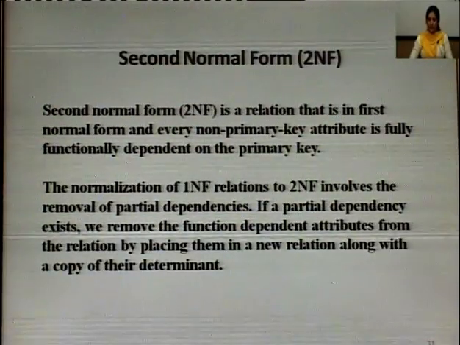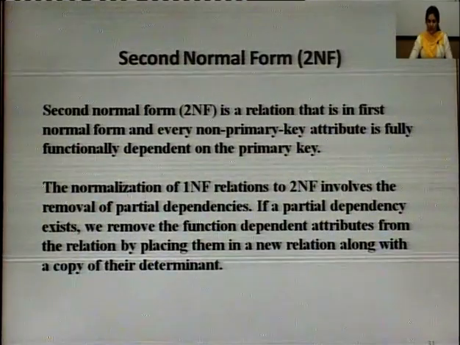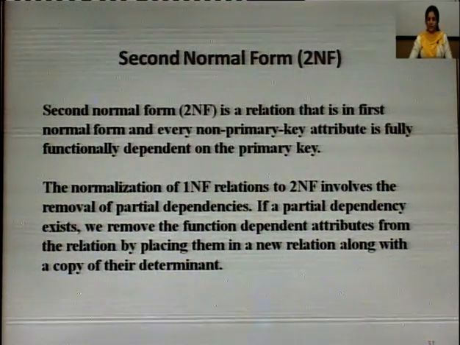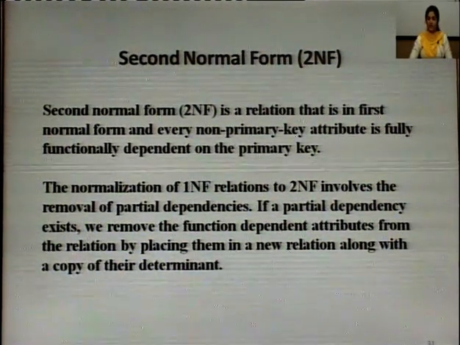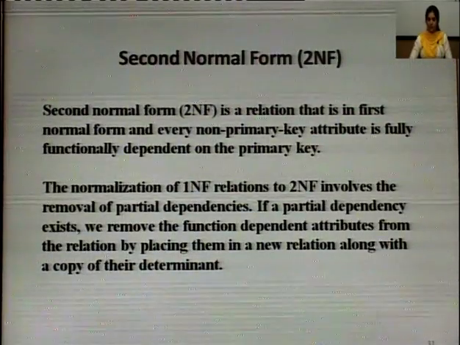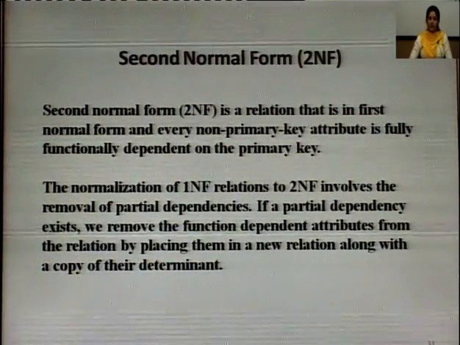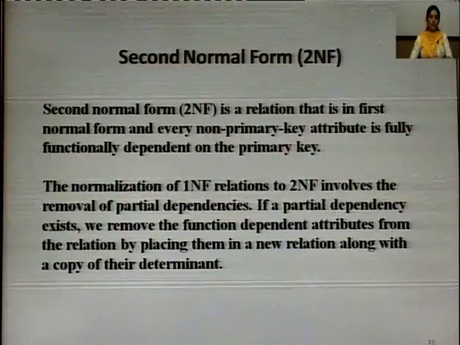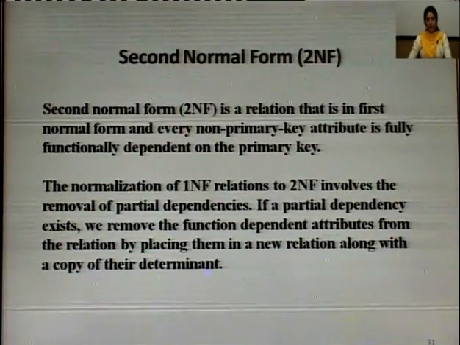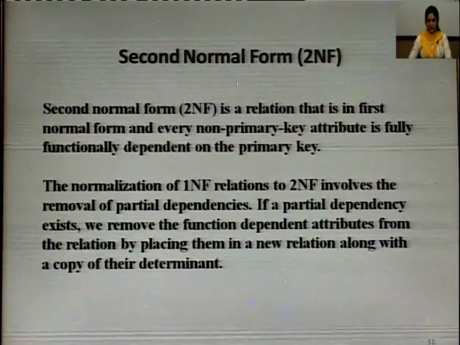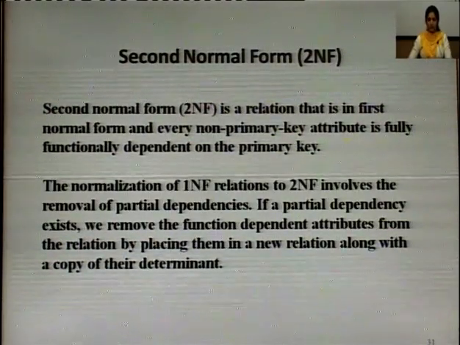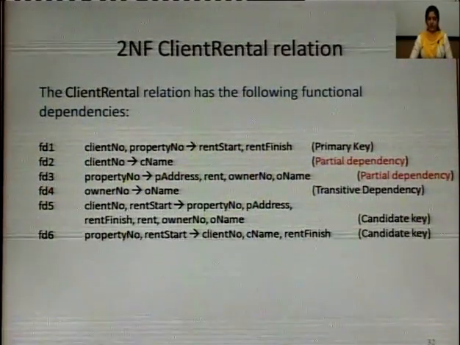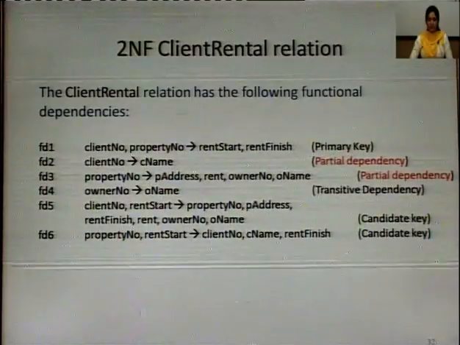The normalization of 1NF relations to 2NF involves the removal of partial dependencies. If a partial dependency exists, we remove the functionally dependent attributes from the relation by placing them in a new relation along with a copy of the determinant. In second normal form, you will remove the partially dependent fields to another new relation. This is the method that is used in second normal form.